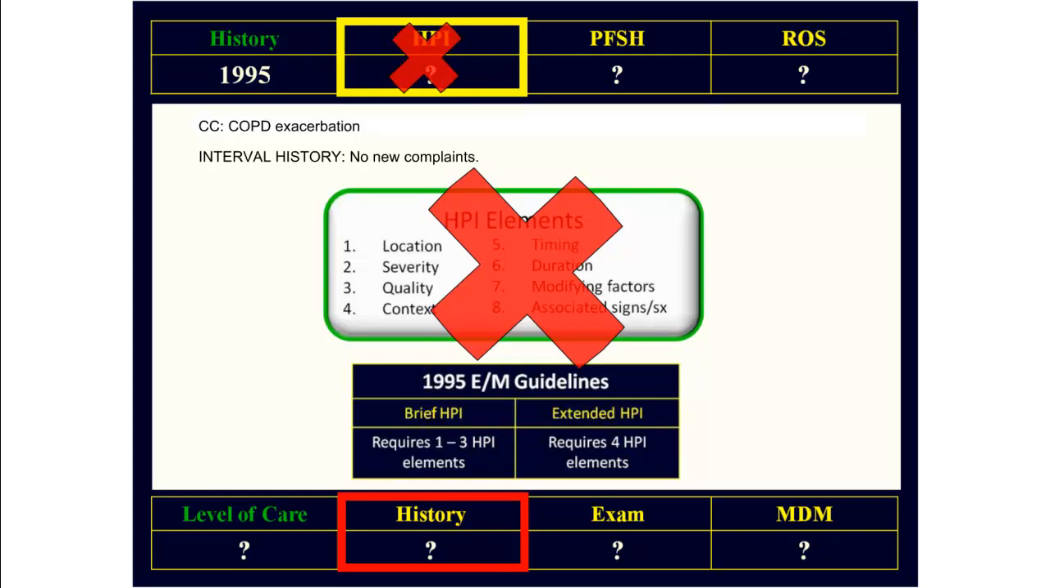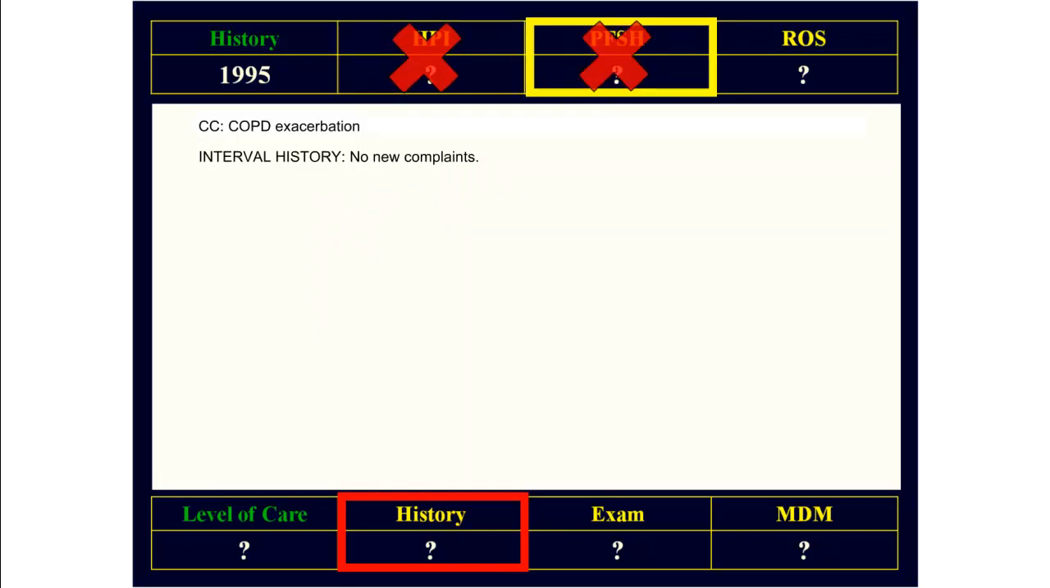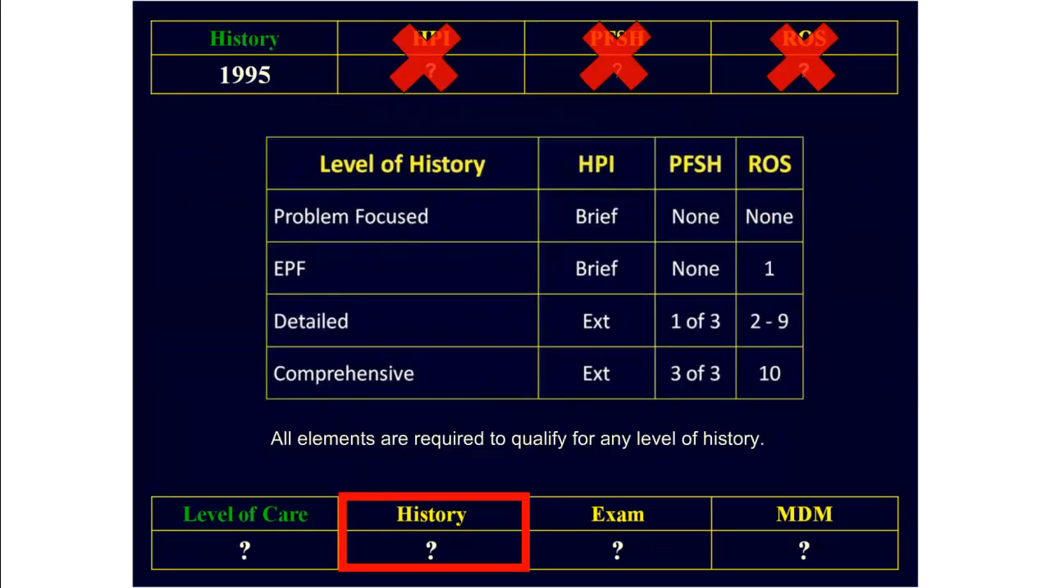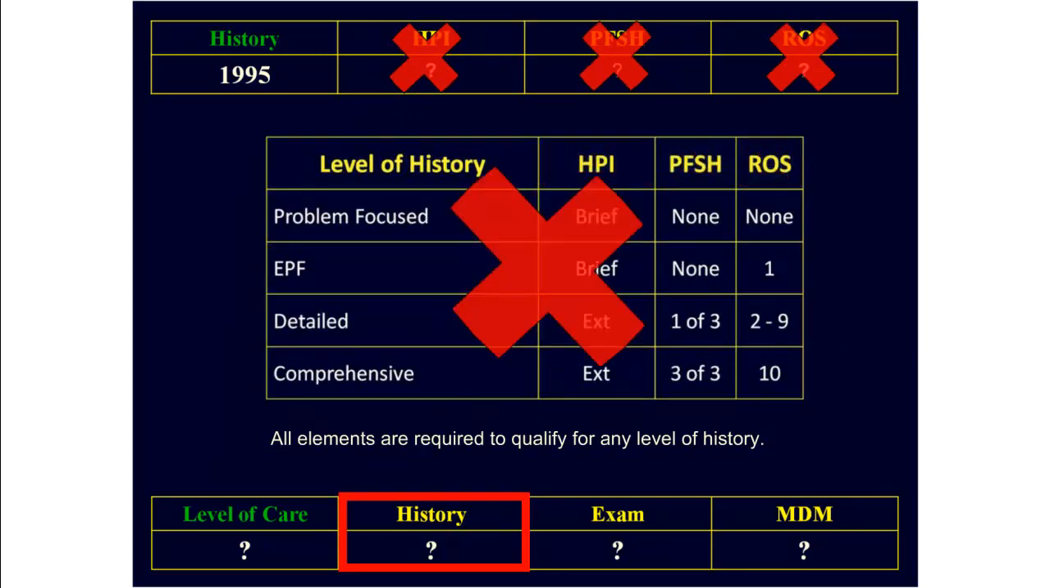Obviously, no information has been recorded about the PFSH, and there's also no review of systems. Going back to our table, we have no HPI, no PFSH, and no review of systems, so guess what? We don't qualify for any level of history at all. The next step is to check the physical exam.